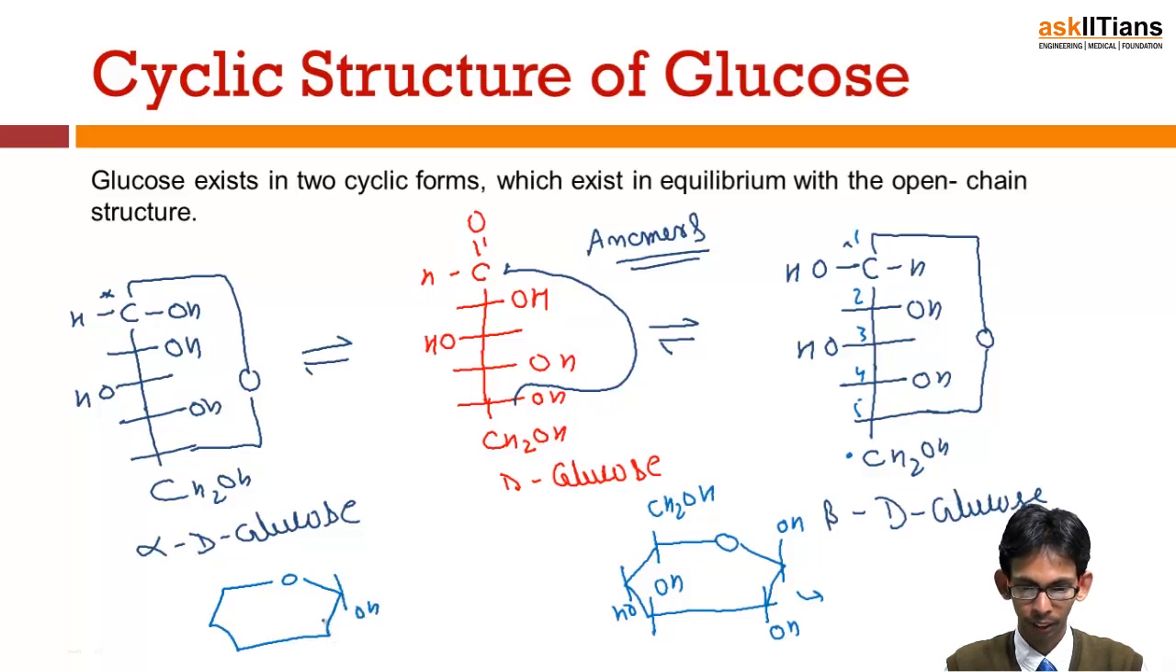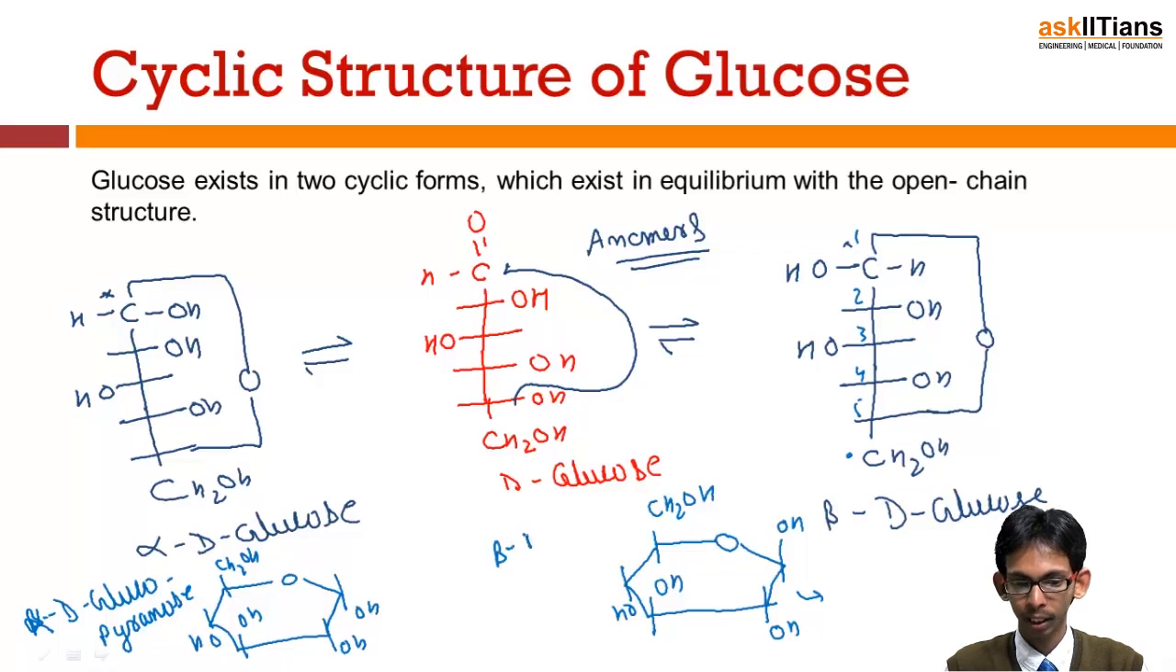Here would be OH, then one OH here, then one OH here, then one OH here, and this would be CH2OH. This is beta, this is alpha D glucopyranose. And this was beta D glucopyranose. So these are pyranose forms of glucose.